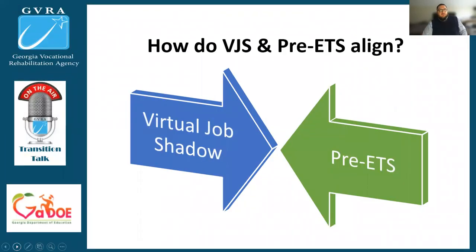So how do Virtual Job Shadow and Pre-Eds align? As I kind of explained in the opening, built into the system really are all 5 of the required areas. There are flex lessons around self-advocacy, self-determination. There are flex lessons around what it takes to get into different levels of colleges. It allows you to explore entrance criteria, things along those lines.